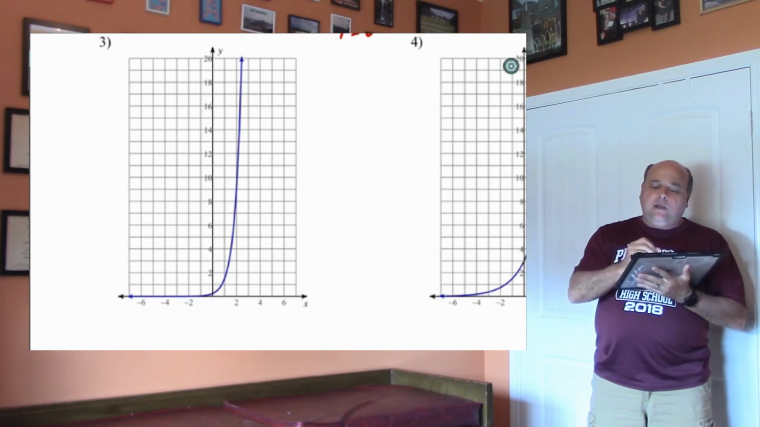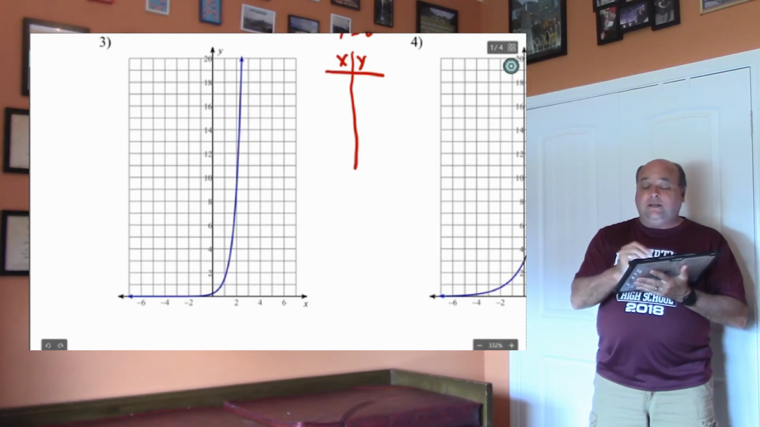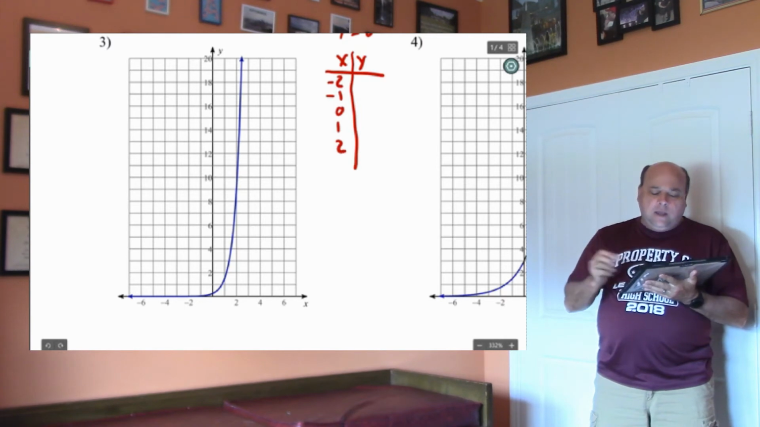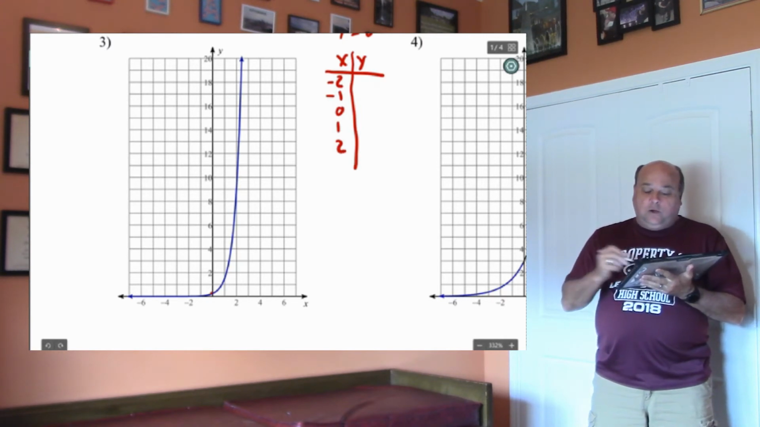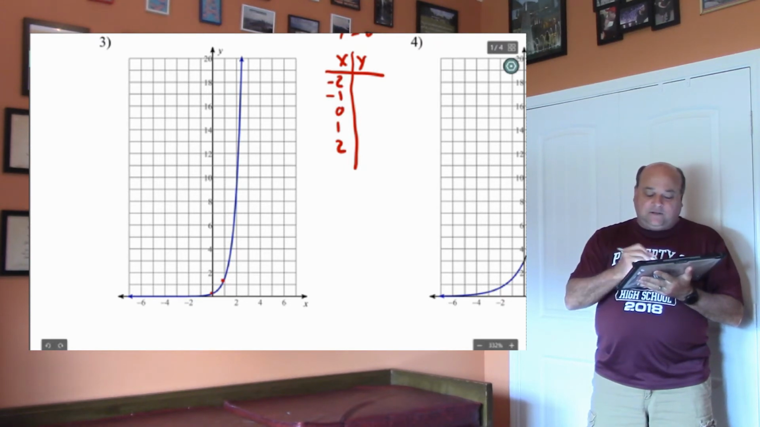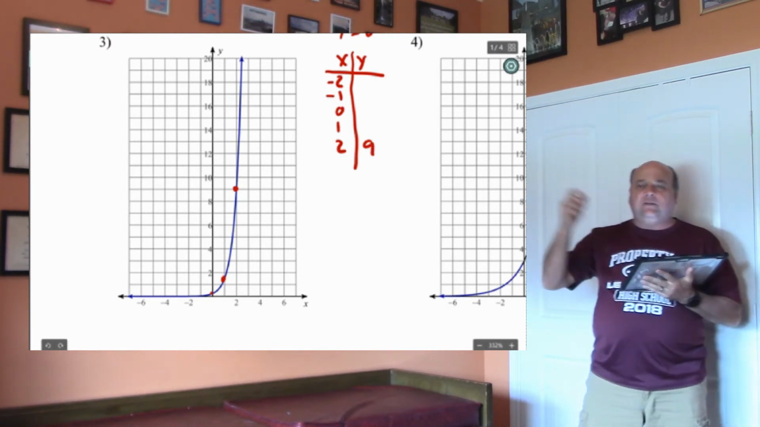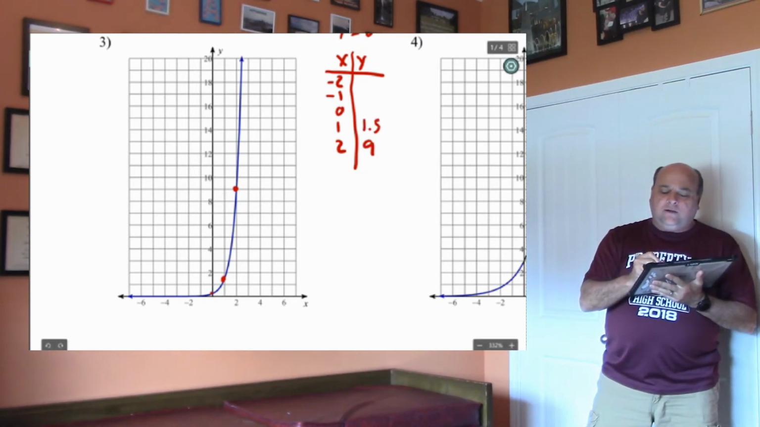Now then, number 3, this would be a good example of one you may want to omit, okay? So we're going to make a t-chart, x and y, but you're not going to have to omit it because I'm going to do it for you. -2, -1, 0, 1, and 2. The 0, I don't know, and neither do I know the negatives. This is going to be tough. The 1 is a fraction, but the 2 is going to be 9. Okay, now then if I look right here, I'm going to say that this is going to be 1.5.